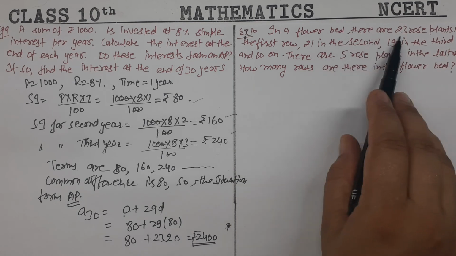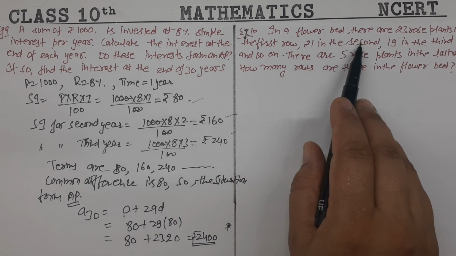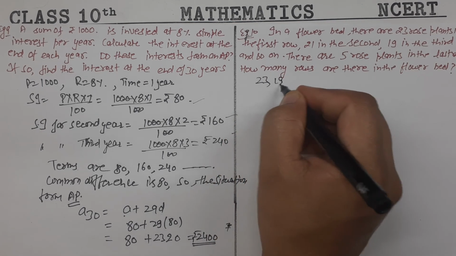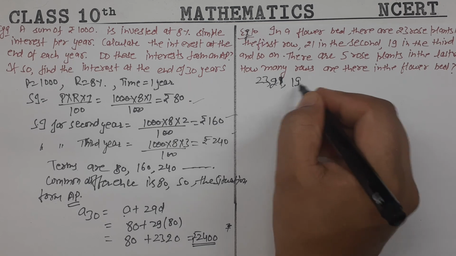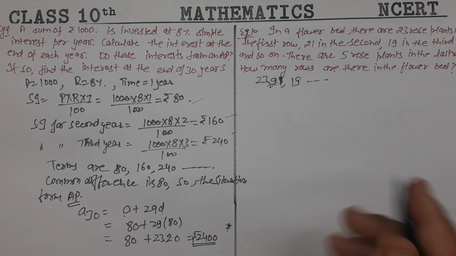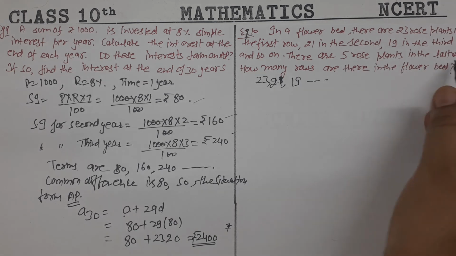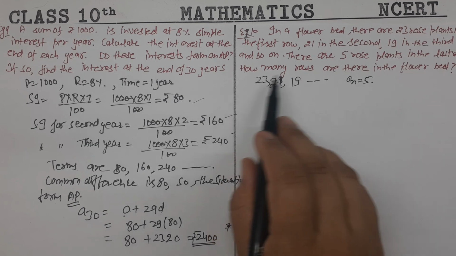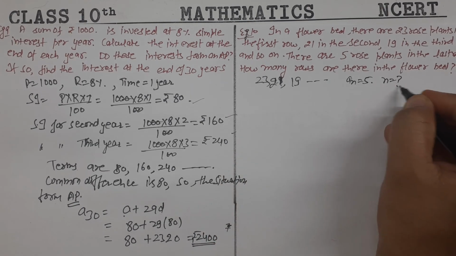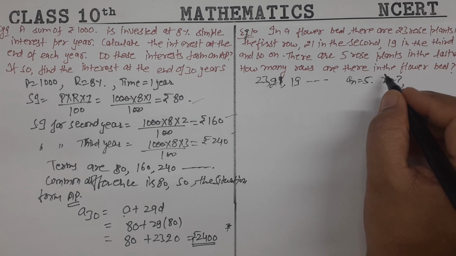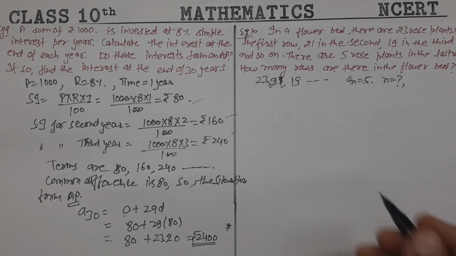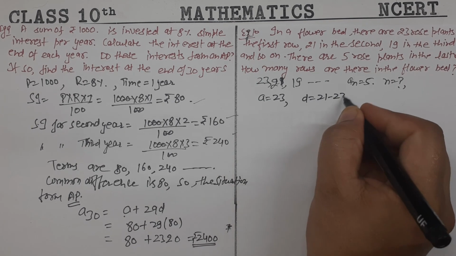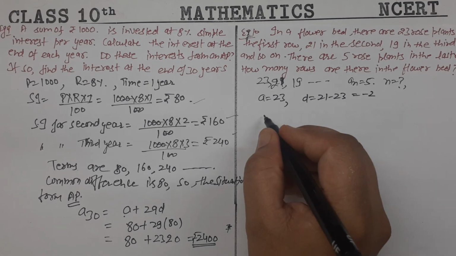In a flower bed, there are 23 roses planted in the first row, 21 in the second, 19 in the third, and so on. AP is 23, 21, 19, and so on. 5 rose plants in the last row. So AN is 5. How many rows are there in the flower bed? We have to find N. A is 23. D is 21 minus 23, becomes minus 2.